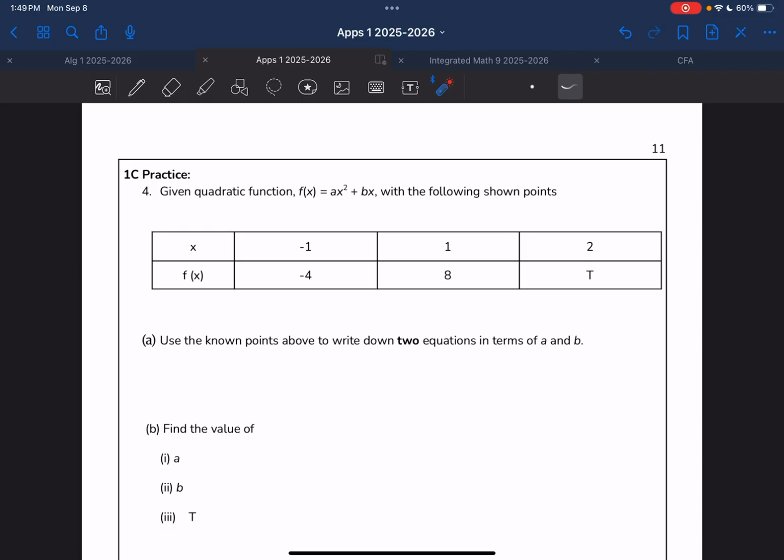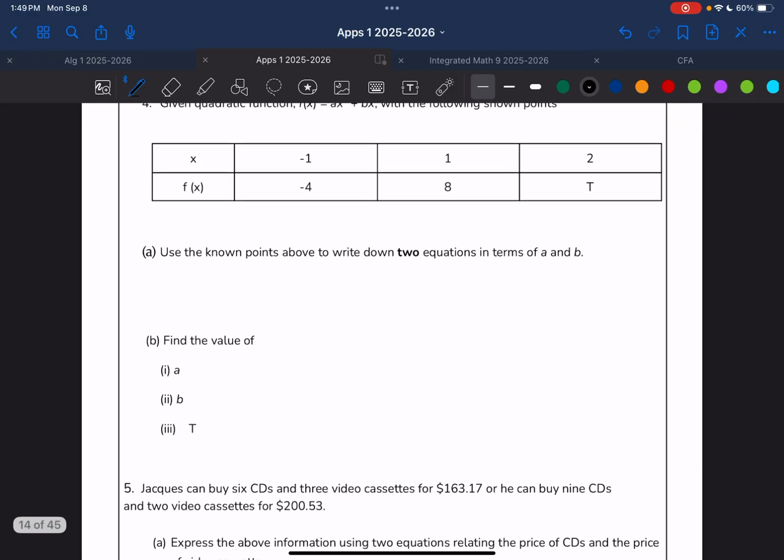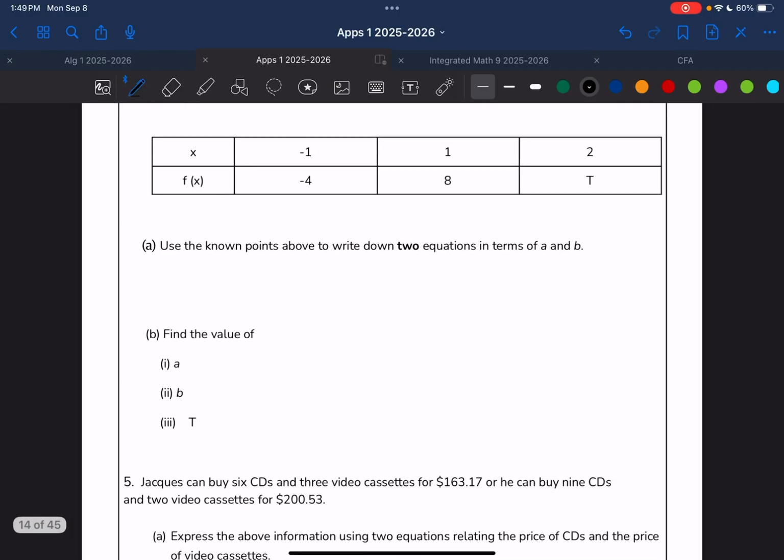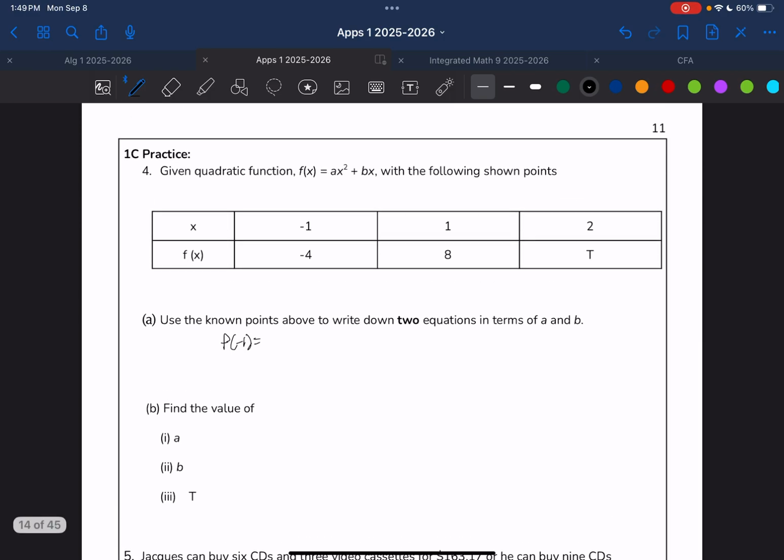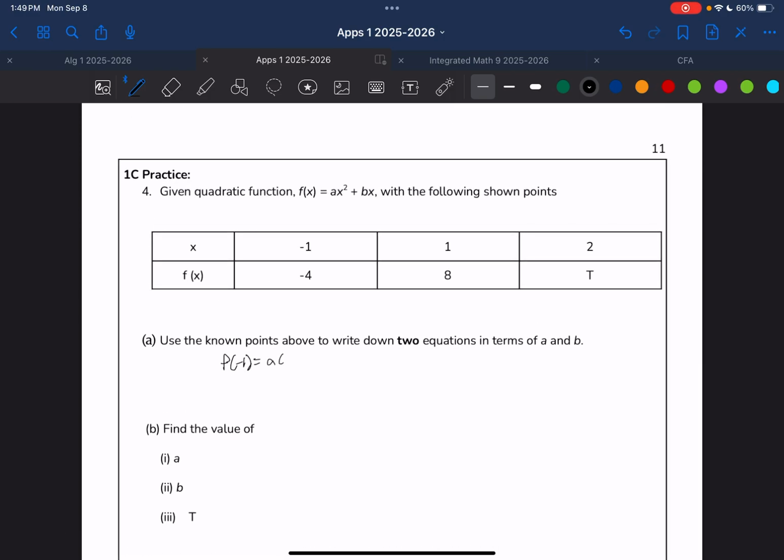Well, what we know is that when x is negative 1, f of x is negative 4. So what that means is f of negative 1 is equal to a times negative 1 squared plus b times negative 1. We know that that is equal to 4. And we know that f of 1 is equal to a times 1 squared plus b times 1, and that's equal to 8.